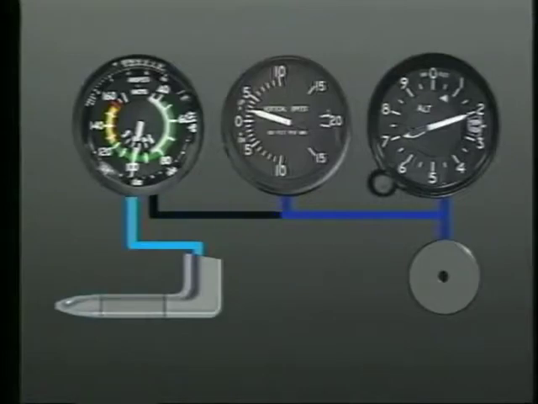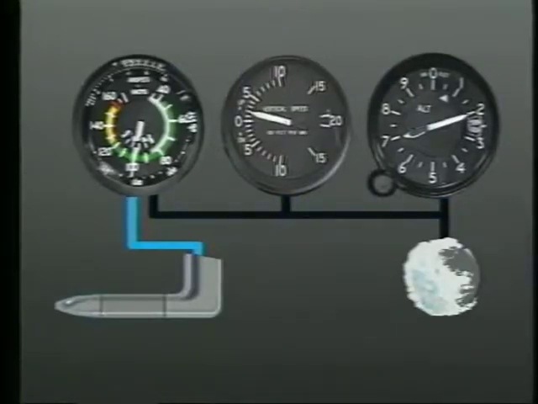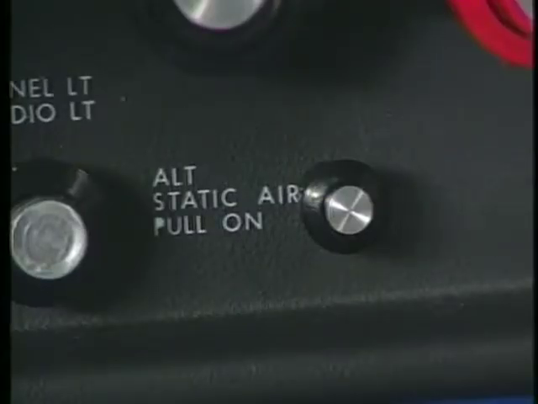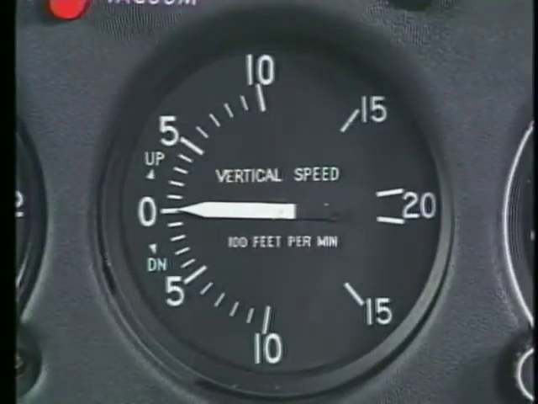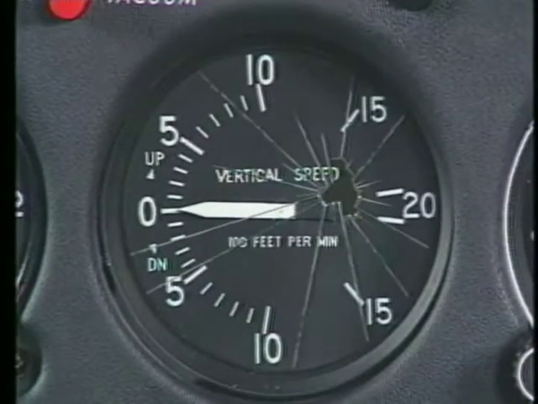If the static system becomes blocked while you're changing altitudes, the altimeter freezes in place and the VSI returns to 0. If this occurs, you need to find an alternate source of static pressure. Many aircraft have an alternate static source. On a non-pressurized airplane, it is usually vented to the cabin area. If an alternate source is not available, you could, as a last resort, break the glass on the VSI. With the glass broken, you should consider any VSI readings unreliable.